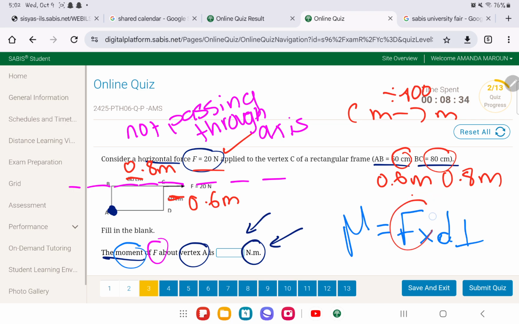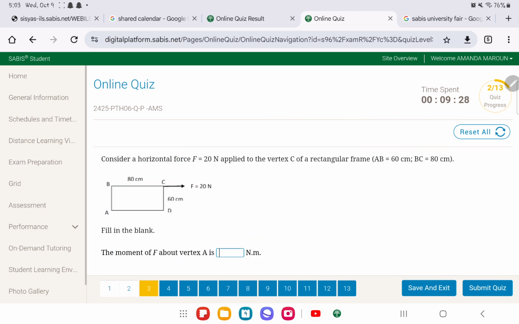Let us see. Our force is 20 multiplied by the perpendicular distance. Let's find the perpendicular distance. Between A and the force F, the perpendicular distance is AB. So it is 0.6 meters. How do we know it's 0.6 meters? Because this is a rectangle. Here they said a rectangular frame. So this side over here is equal to this side over here, and this side over here is equal to this side over here. So we know that this is 0.6. So we're going to do 20 times the perpendicular distance, which was 0.6, and we're going to get 12 Newton per meter.